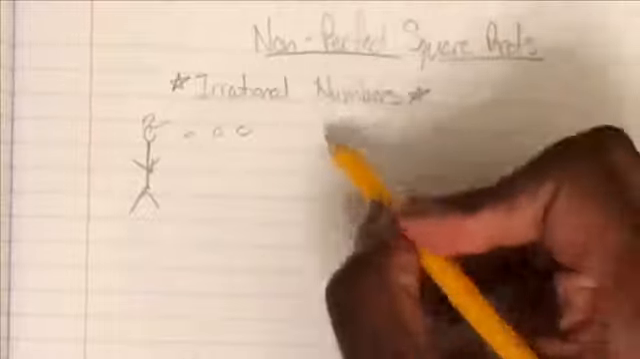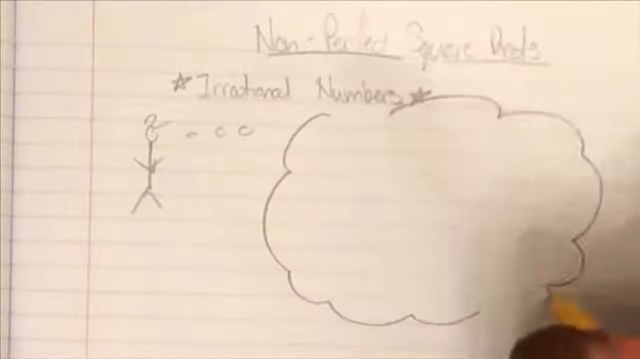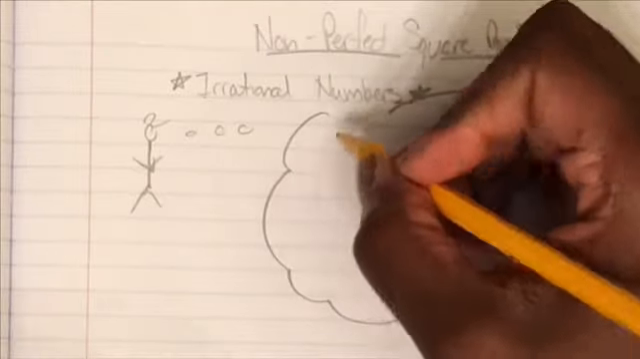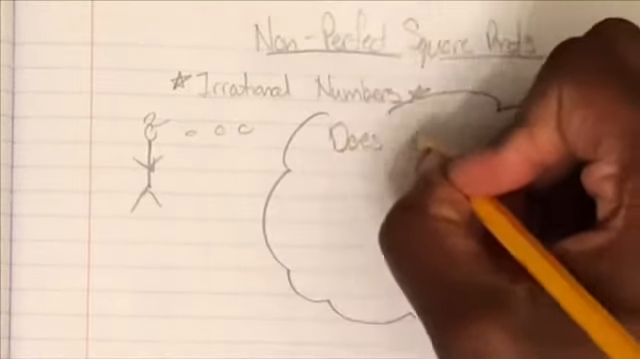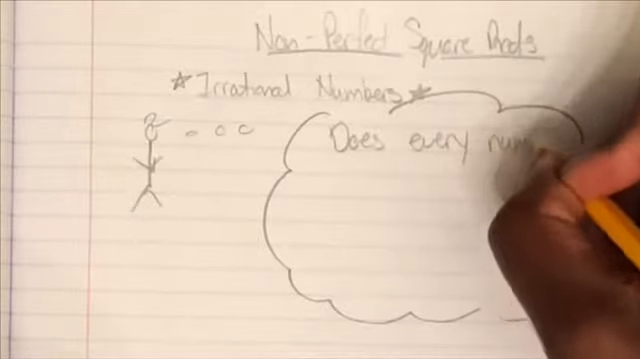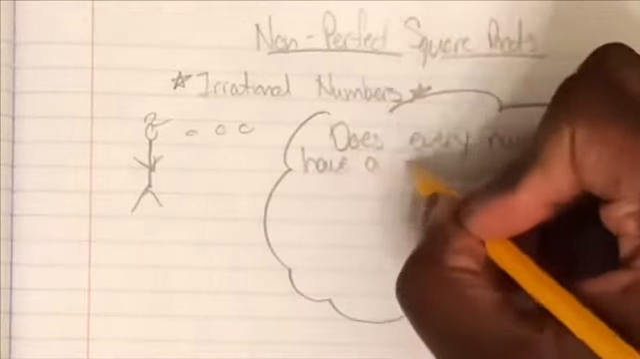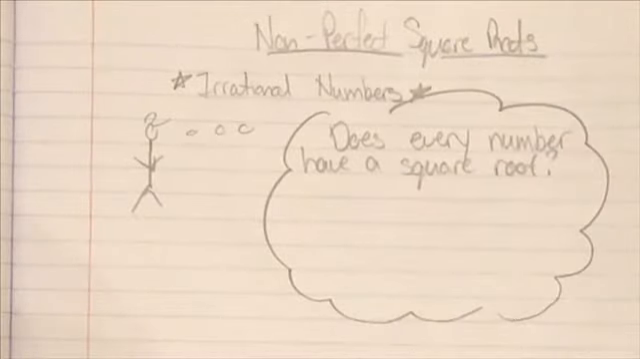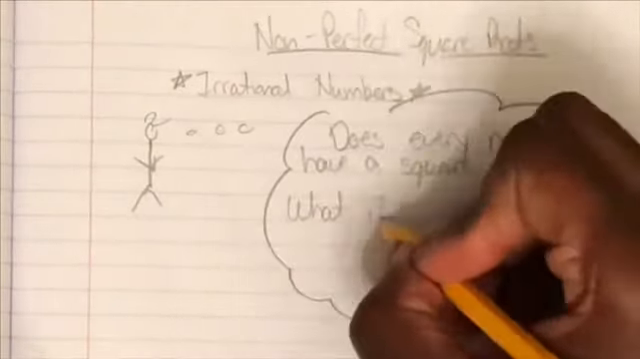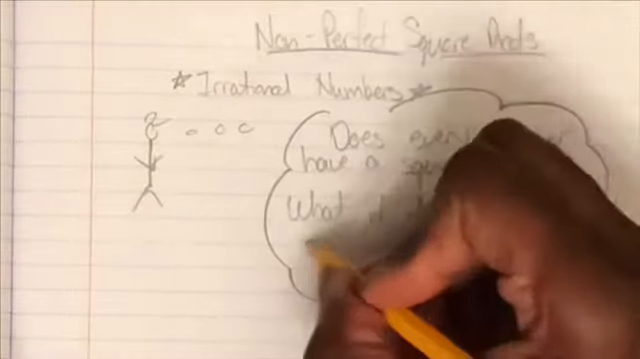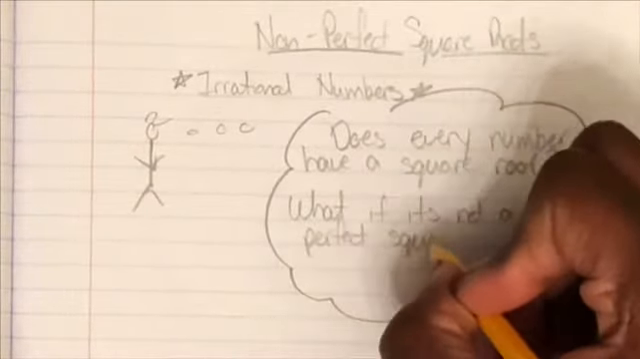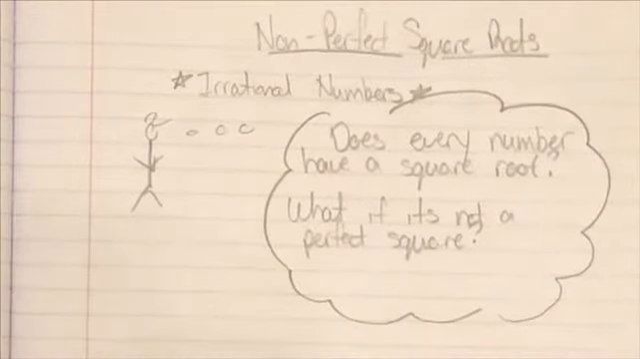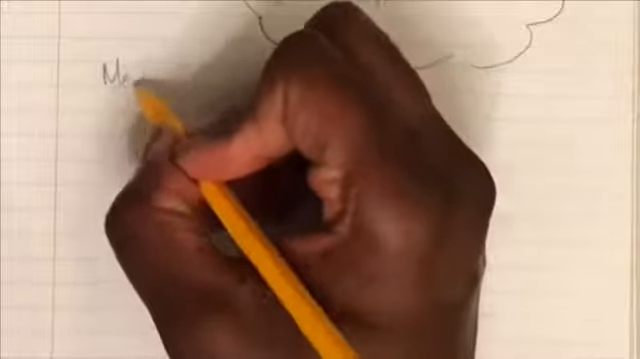My boy was thinking, does every number have a square root? And what if it's not even a perfect square? Then what do we do? Well, as always, I'm glad you asked. In the event that it is not a perfect square, we can still find an approximated square root.